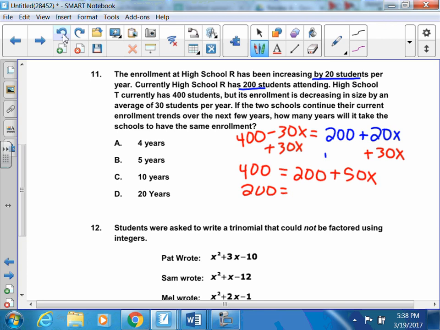That's 50x. And then we divide by 50. So 200 divided by 50 is 4. And it will be 4 years when they have the same enrollment.